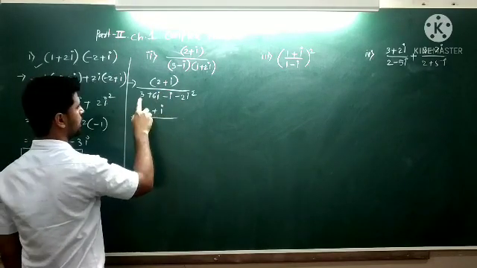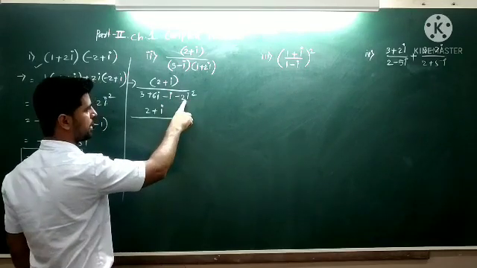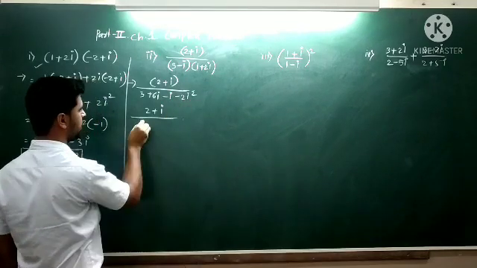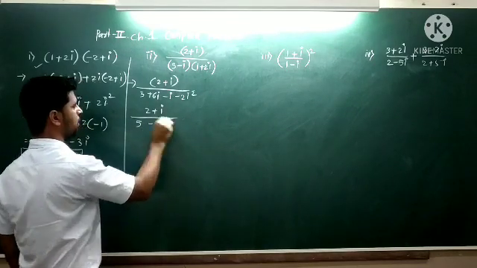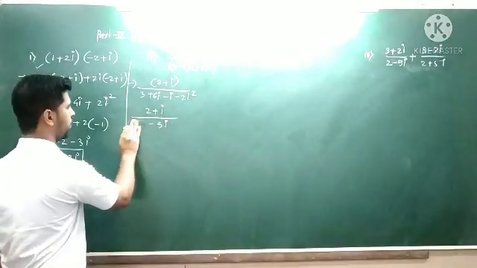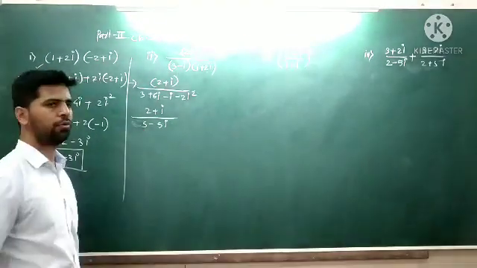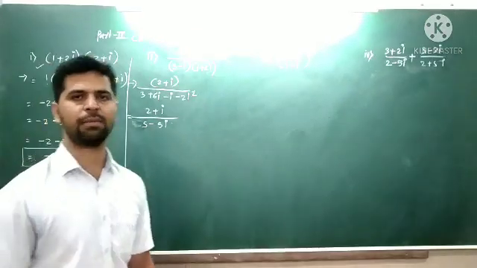Then the value of i square is minus 1. So that minus and this minus become plus 2. So 3 plus 2 is 5 and 6i minus i is 5i. So you get the fraction with 5 plus 5i in the denominator, and 2 plus i in the numerator. But we have to simplify this. This is not in simplified form yet.